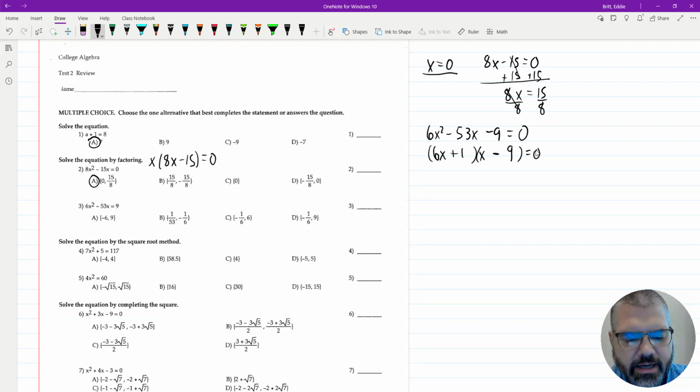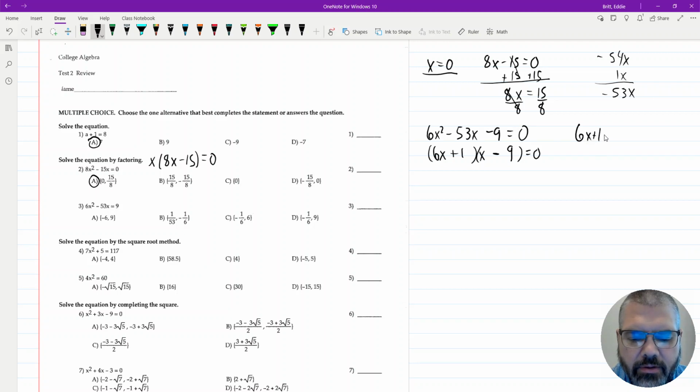And now you just want to check and see if you get your middle term. So when you multiply the outer terms, you get negative 54x. You multiply the inner terms, you get 1x. You put those together, you get negative 53x. So you know that it factors correctly. It's factored correctly.